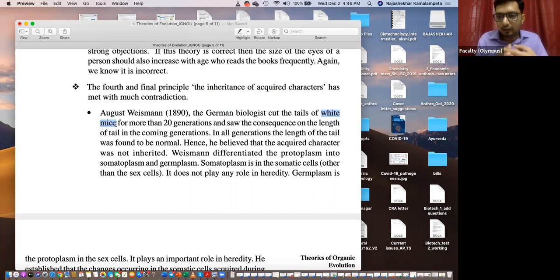He said, although I could cut the tail, this characteristic actually did not influence anything inside. So the character still kept going. Cutting the tails did not result in mice with shorter tails. So he said, if Lamarckism is correct, then this should be the case. So he disproved it through experiment.